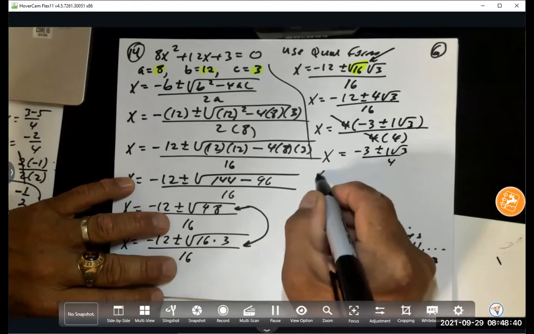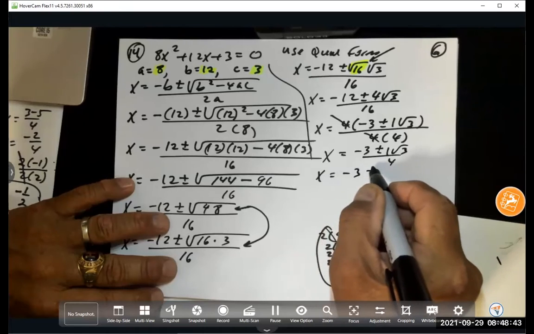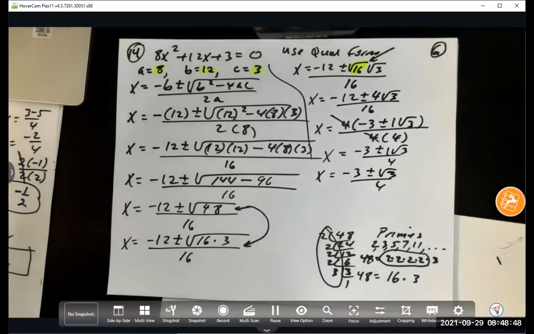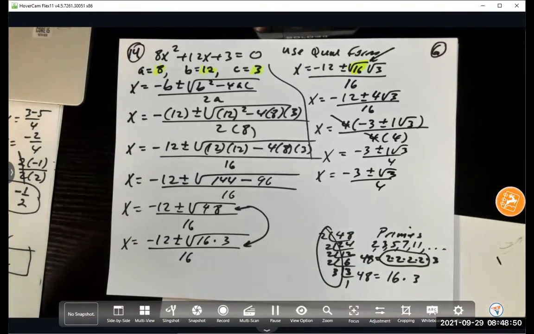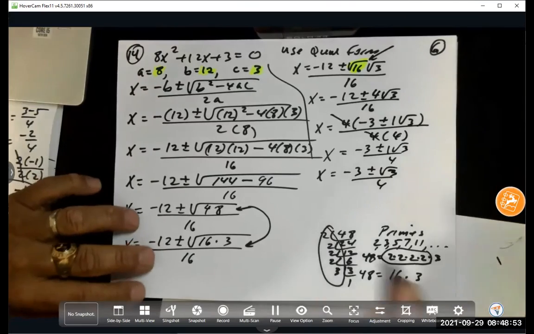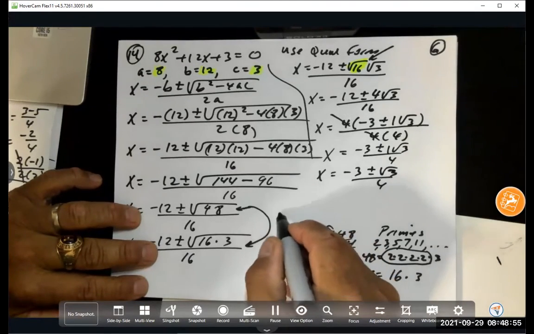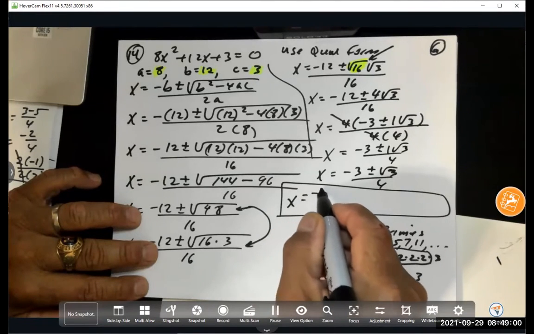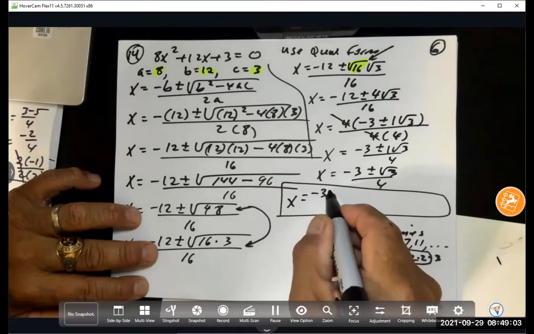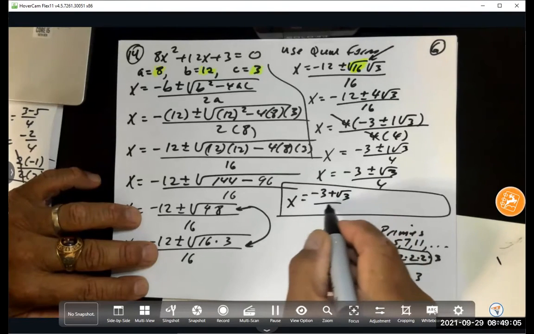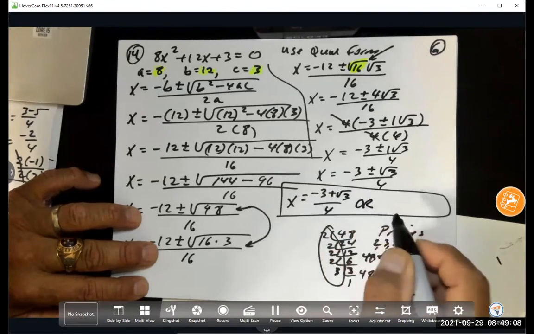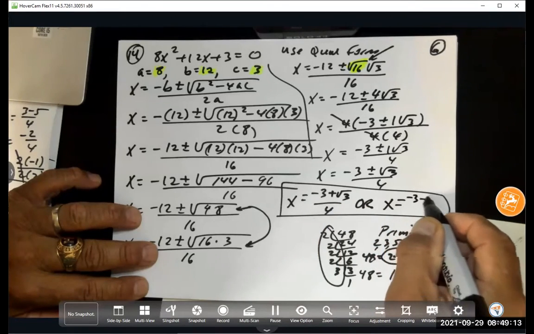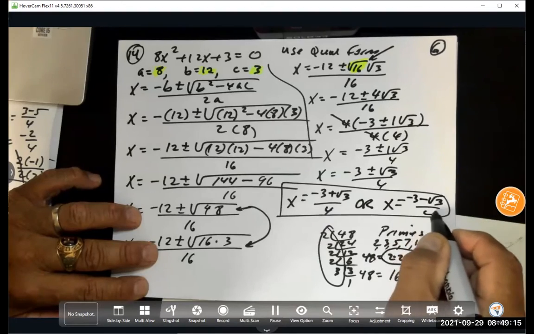So what's left is negative 3 plus or minus 1 square root of 3 over 4. Or let me write it this way, negative 3 plus or minus square root of 3 over 4. That 1 times that doesn't change it. So now I have 2 answers, and I'm going to put the answers in the box right here. Either x equals negative 3 plus square root of 3 over 4, or the second answer is negative 3 minus square root of 3 over 4.